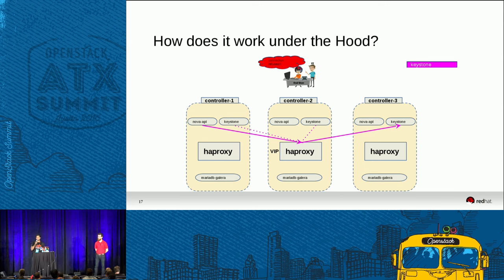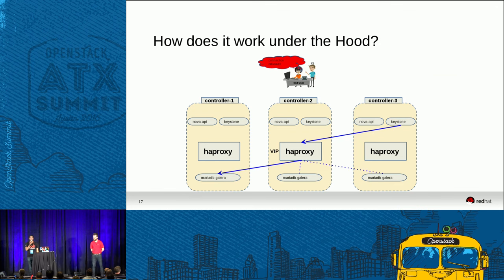So each and every OpenStack service has the VIP configured as its database server IP address. So controller 2 contacts the database services via HAProxy. Then HAProxy chooses one of the database nodes to send that database request. So this is how it works. And we were trying to understand where the packet gets lost and where the error happens during this.